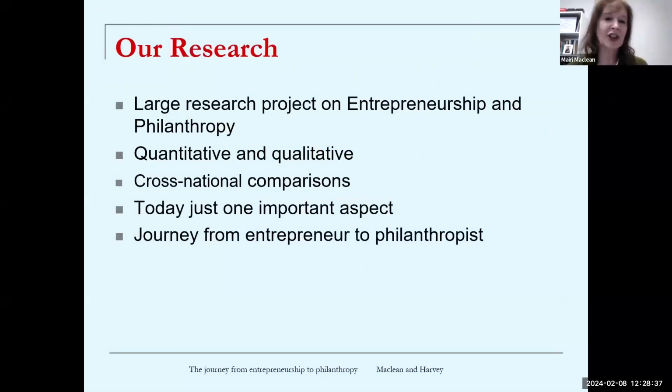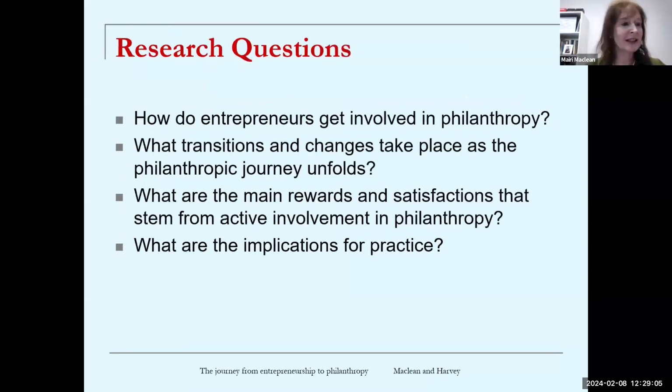So our research is a large research project on entrepreneurship and philanthropy. We've been doing it now for so many years, I'm not quite sure how to quantify that. It's a quantitative and qualitative study. It involves some cross-national comparisons, but today we're just going to be looking at one important aspect, and that is about the journey, the personal learning journey from entrepreneur to philanthropist.